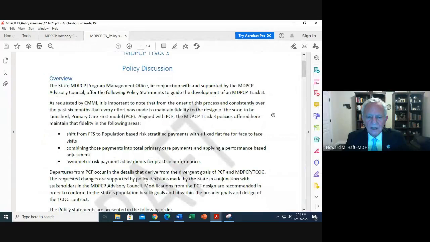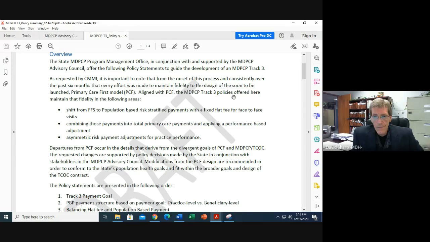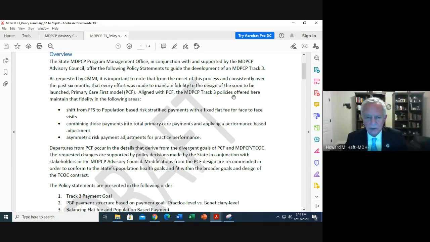Dr. Haft, please proceed. Yeah, and then we would be combining those payments, the population-based risk-stratified payments in the program, together with the flat fees, and they would be considered a total primary care payment. And distinct from the current MDPCP program, there would be a performance-based adjustment made on that entire amount, both the flat fee and the capitated population-based payment, and there would still be asymmetric risk applied to those performance adjustments, similar to what is in primary care first.